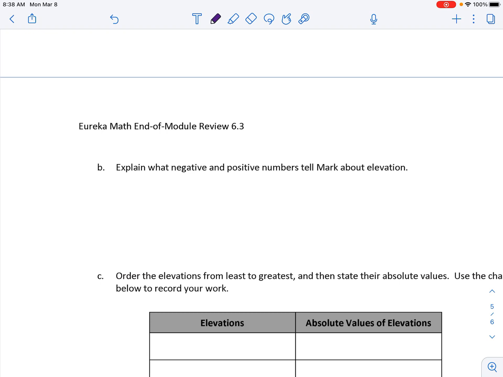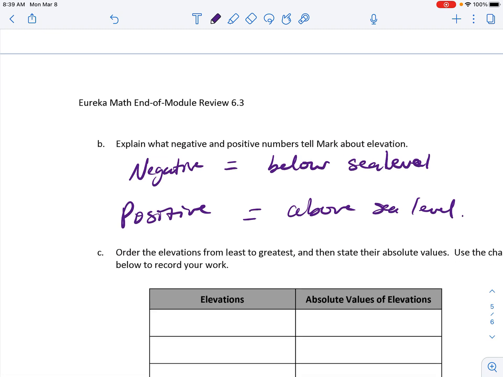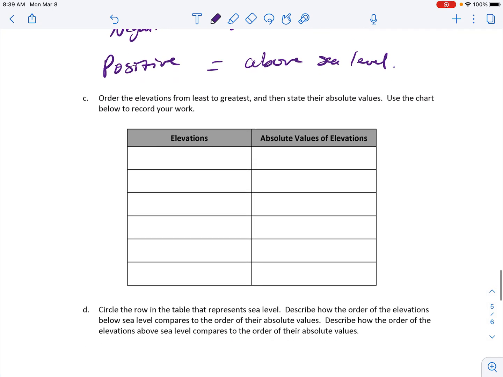Now it says, explain what negative and positive numbers tell Mark about elevation. So a negative number is below sea level. And a positive number is going to be above sea level. That's all we need to say. Okay, what does it tell us about elevation? Well, a negative number is going to be below sea level. A positive number is going to be above sea level.